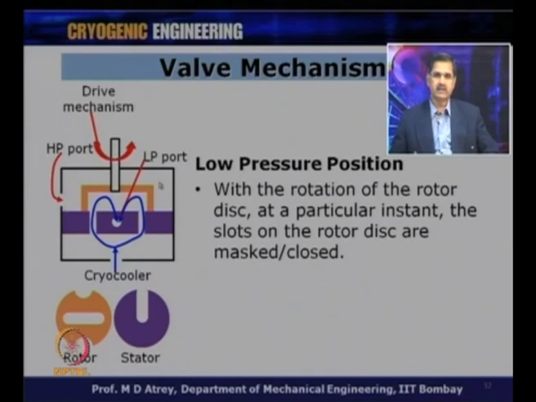So, the entire area, as I said, was open earlier to the high pressure side. Now, suddenly low pressure gas will come like that, and it will enter this hole, which is connected through this hole to the LP port of the cycle. Spend some time to understand this drawing basically, but I am just going to show you some schematic.